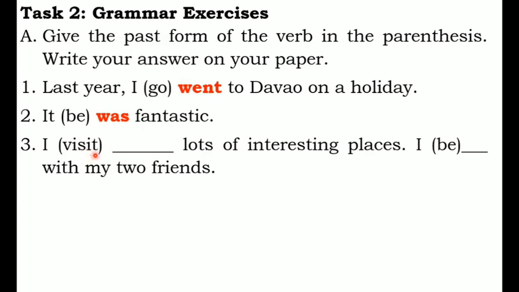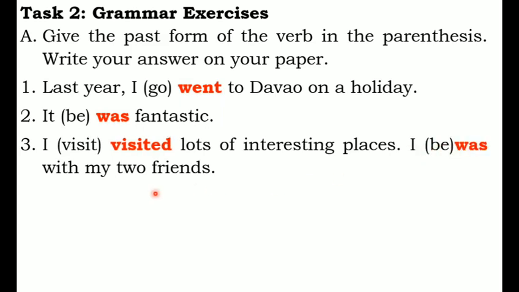We are going to transform this in the past tense, just add ed and it will become visited. And then here, I be with my 2 friends. Now, the present tense of be here is, so the past tense is going to be was. I was with my 2 friends.